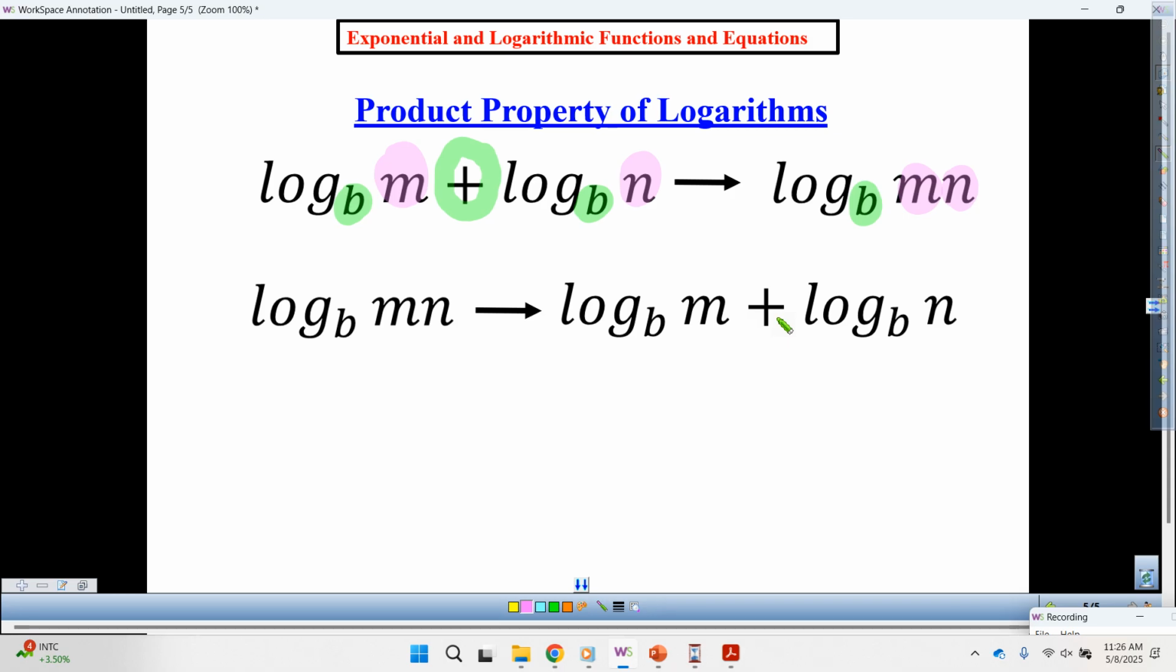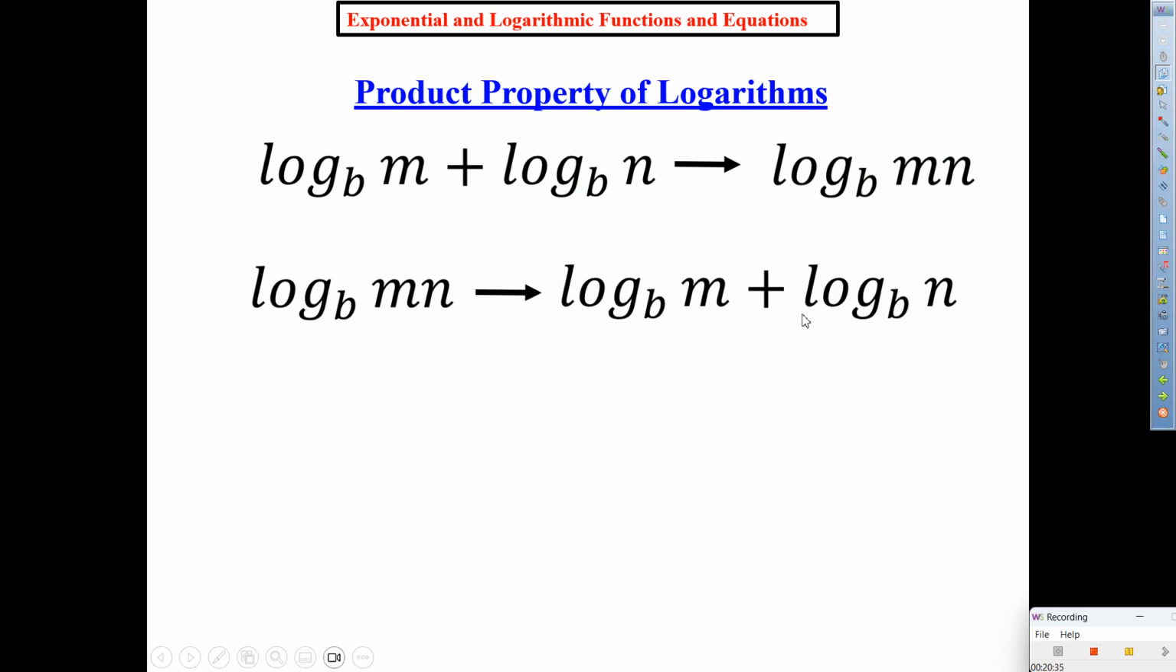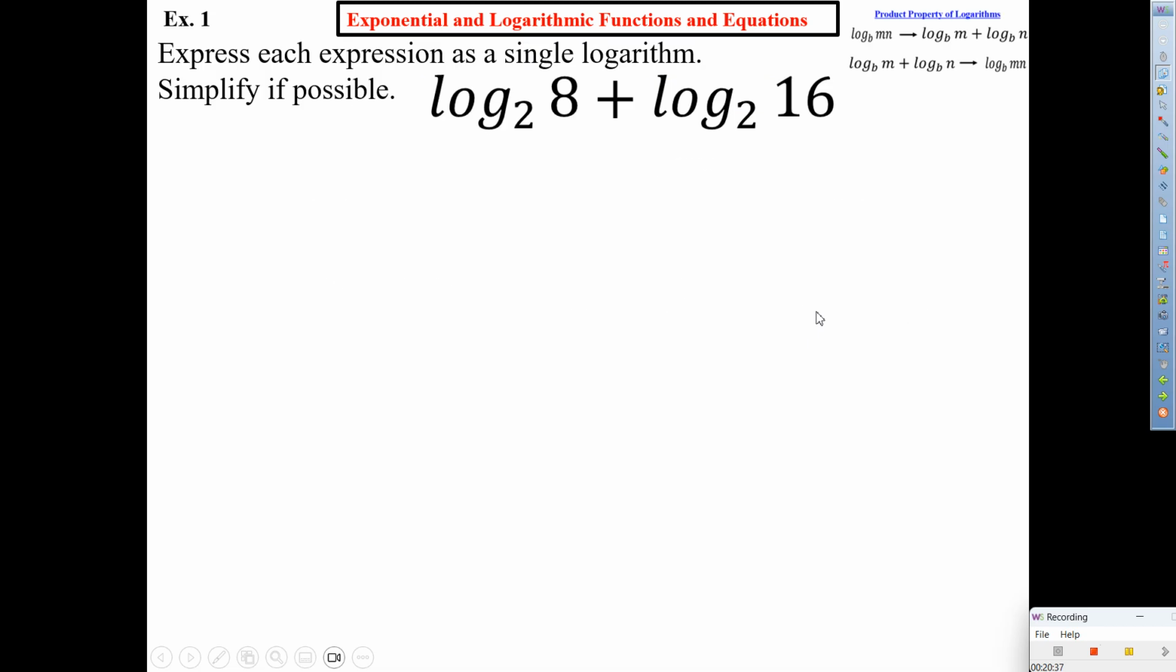All right? So, put that into practice. Here we go. Copy this one. Example 1. It says, express each expression as a single log. Simplify if possible. Log base 2 of 8 plus log base 2 of 16. Write that down, please.